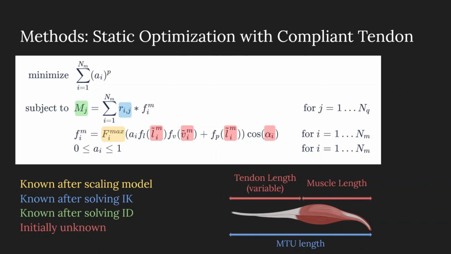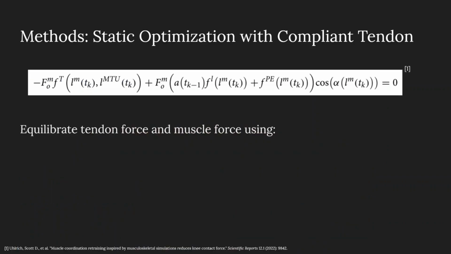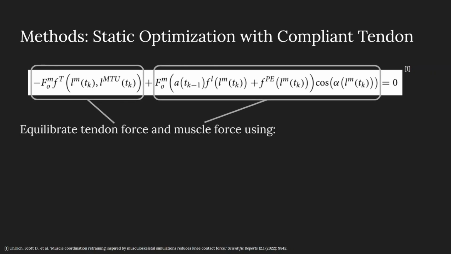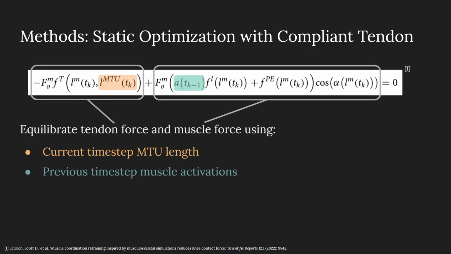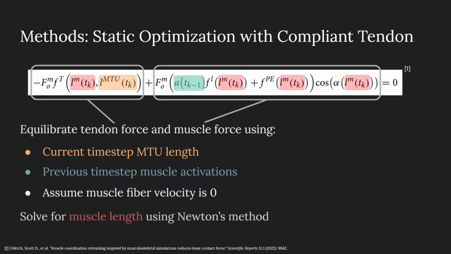So to solve for muscle length, we use this equation adapted from an Ulrich 2022 paper, which equilibrates tendon and muscle force. This equation uses the current time step's muscle tendon unit length, the previous time step's muscle activation, and importantly, it assumes that the muscle fiber velocity is 0. What we end up with is an equation with one unknown that's set to 0, so we can iteratively solve for muscle length using a root finding algorithm like Newton's method.